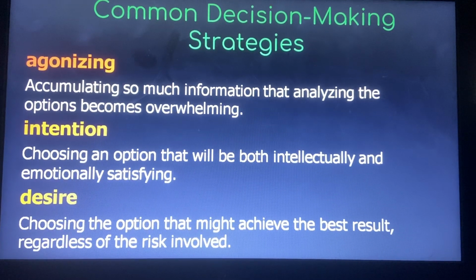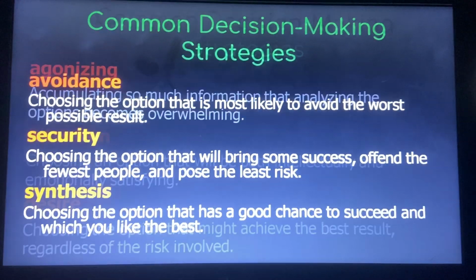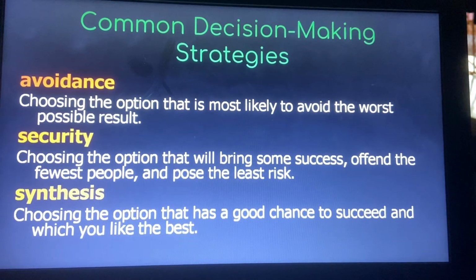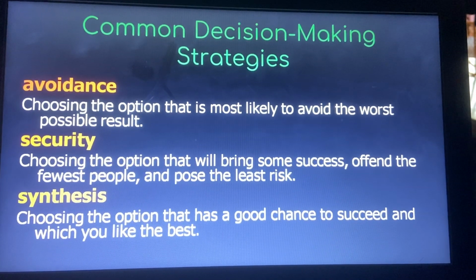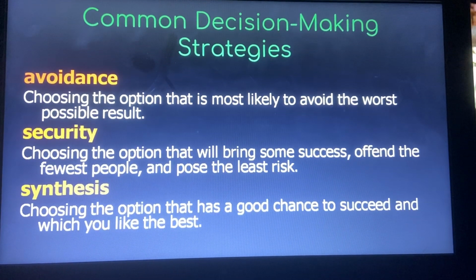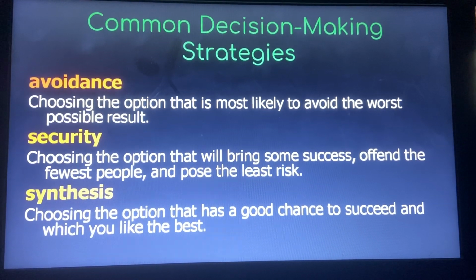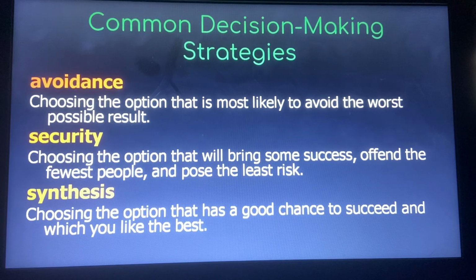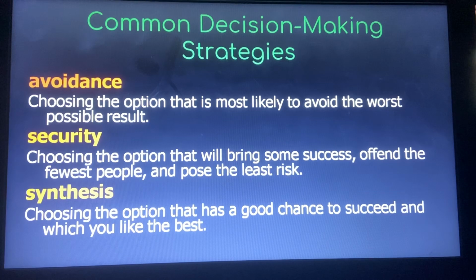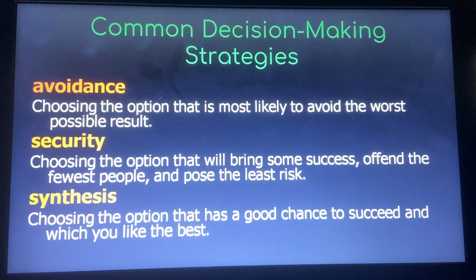Desire. Choosing the option that might achieve the best result regardless of the risk involved. Avoidance. Choosing the option that is most likely to avoid the worst possible result. So you're making a decision to avoid something. Security. Choosing the option that will bring some success, offend the fewest people, and pose the least risk. So you're just doing the thing that you think is safe for security. Synthesis. Choosing the option that has a good chance to succeed and which you like the best.